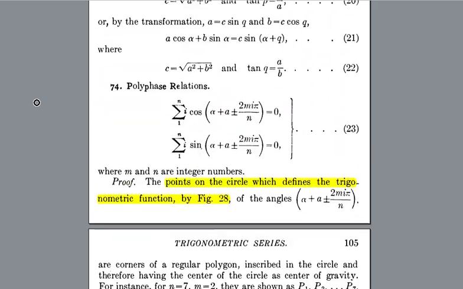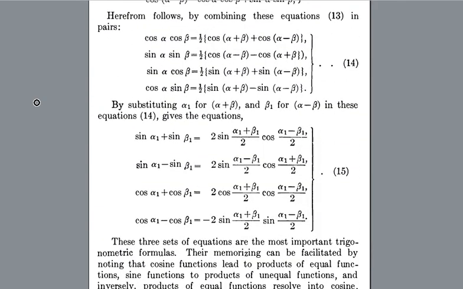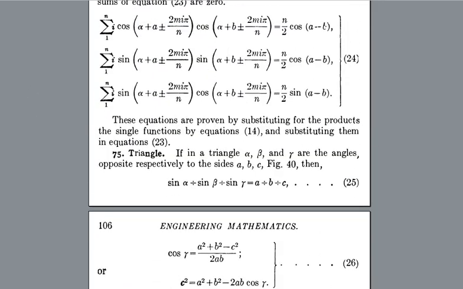75. Triangle. In a triangle, let the angles alpha, beta, and gamma be opposite the sides labeled A, B, and C, respectively, as shown in figure 40. The following relationship applies.